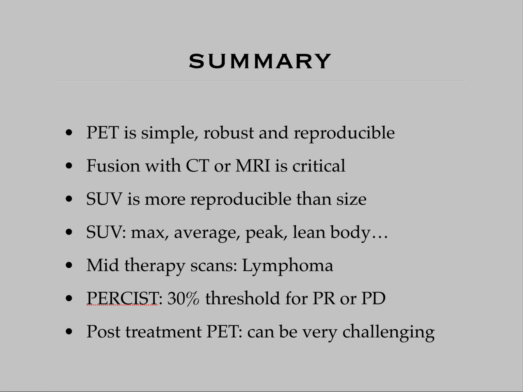So in summary, PET is simple, robust, and reproducible. Fusion with anatomic imaging with CT or MRI is absolutely critical. SUV measurements are much more reproducible than size measurements, but you have to be cognizant of what you're measuring to compare properly. Is it a max? Is it average? Is it peak? Are you normalizing to whole body or lean body?